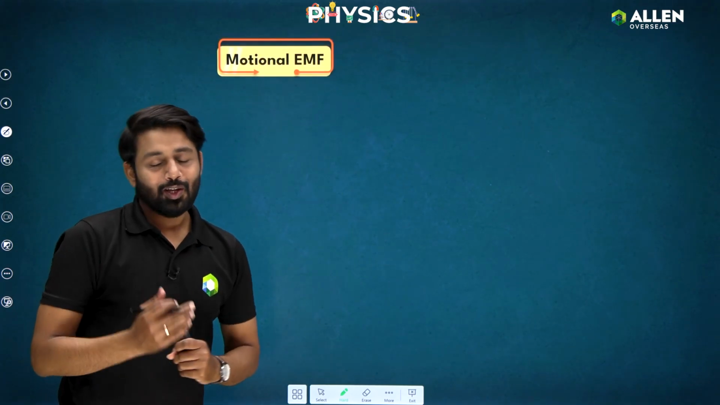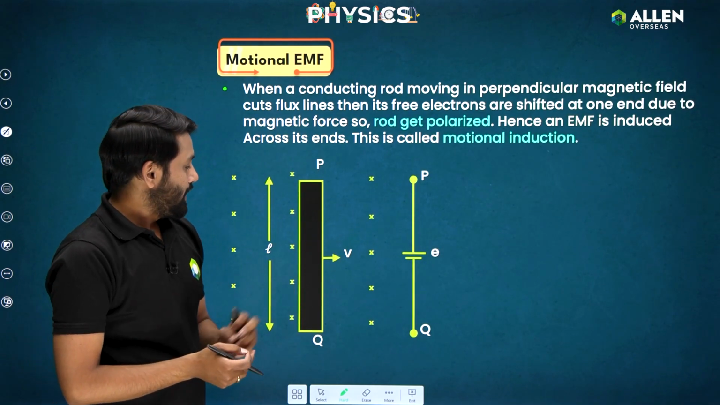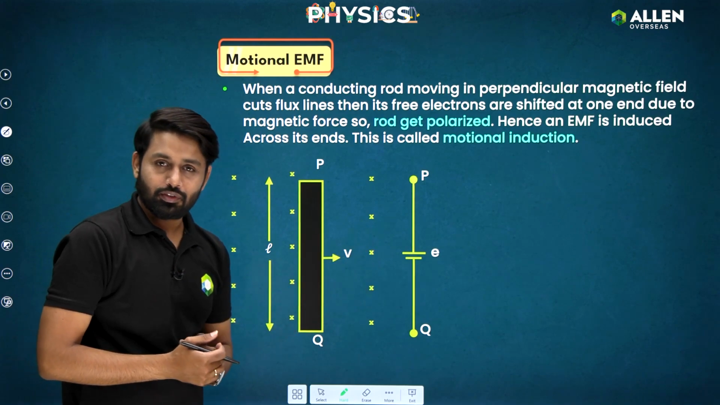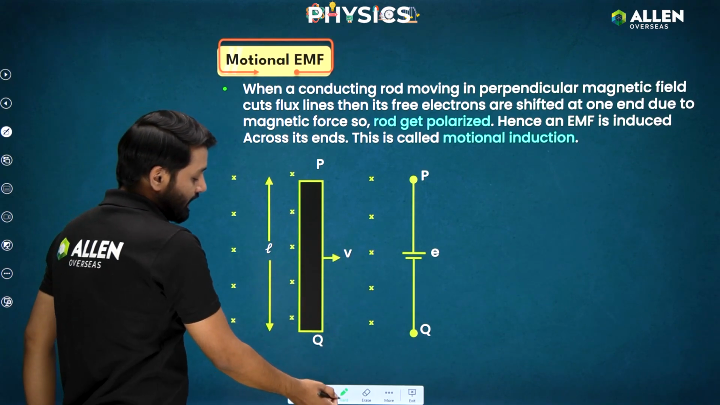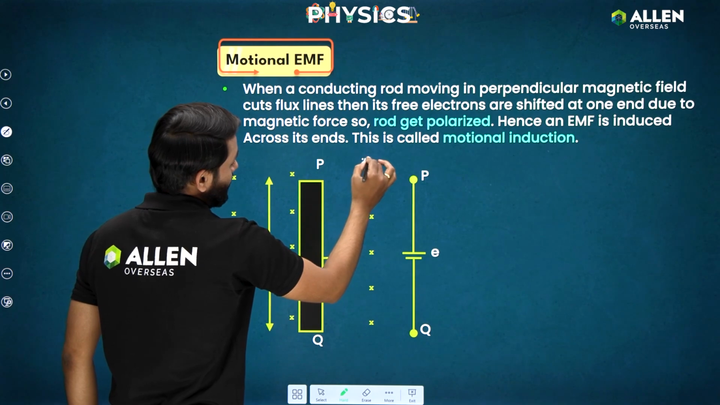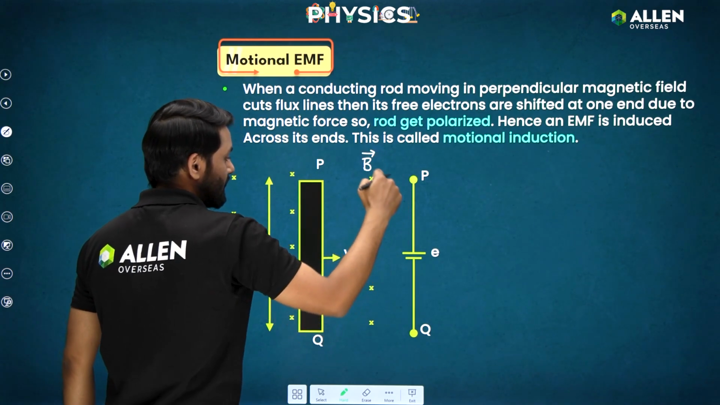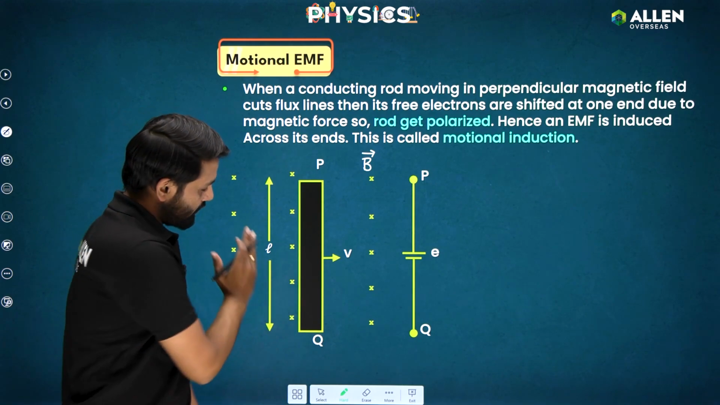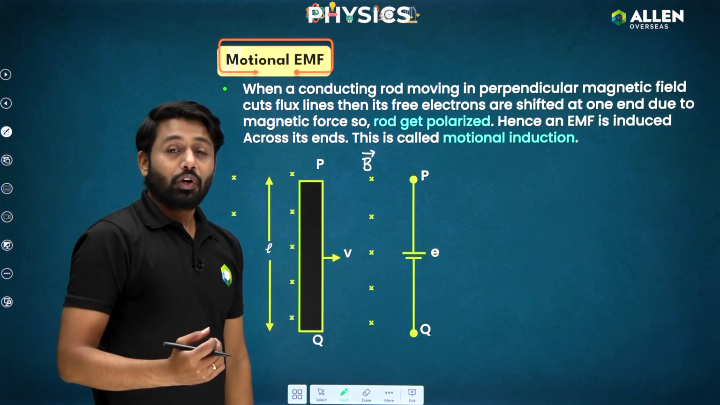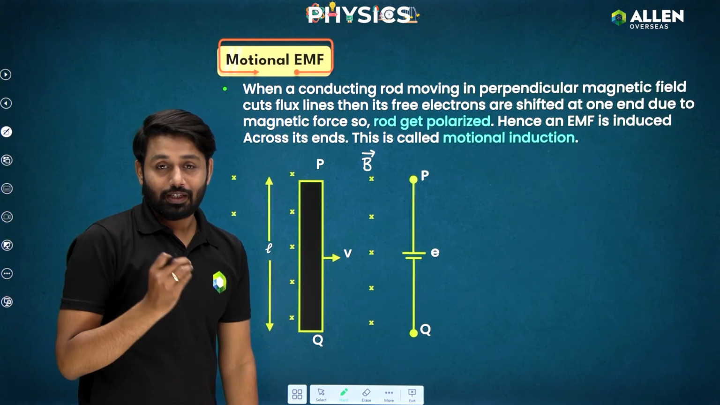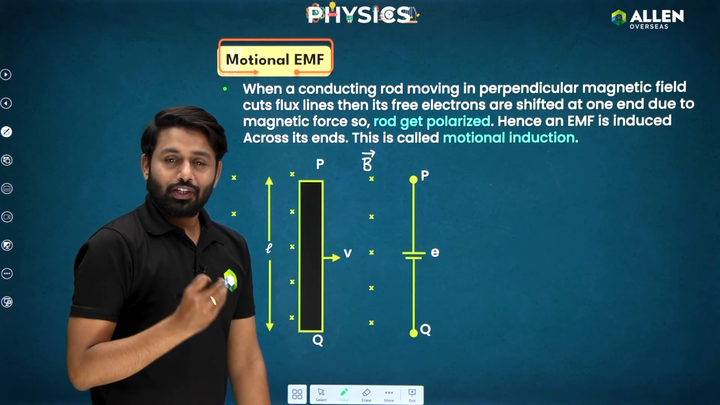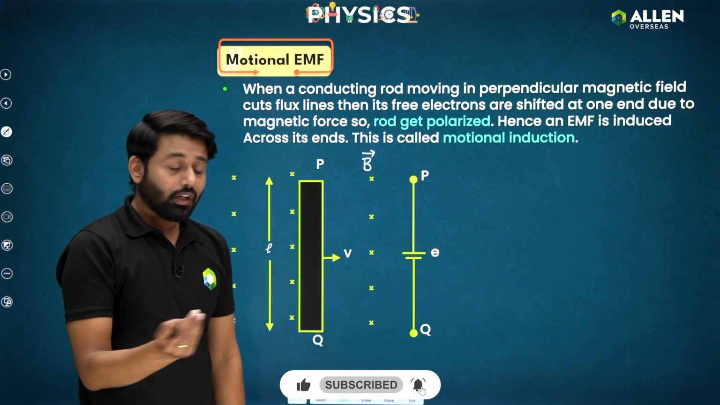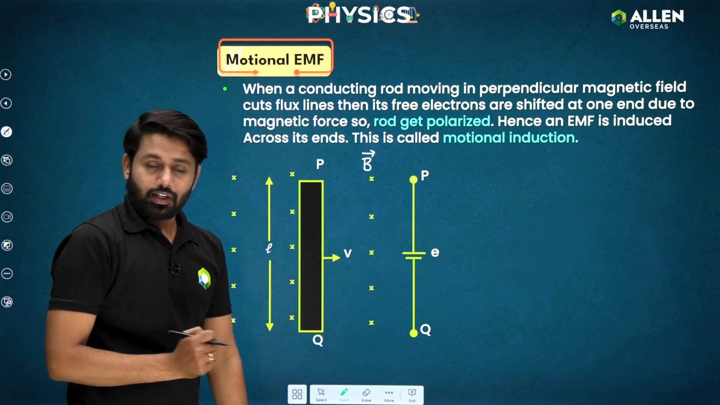So let's understand what motional EMF is. You can see here, this is a rod, and this rod is moving with velocity v, and this is the inward magnetic field. I am representing this by B vector. This is inward, and the length of the rod is given, this is L, and this rod is moving in this direction. According to Faraday's law of electromagnetic induction, induced EMF is equal to the rate of change of magnetic flux, right, students? But here this rod is moving.